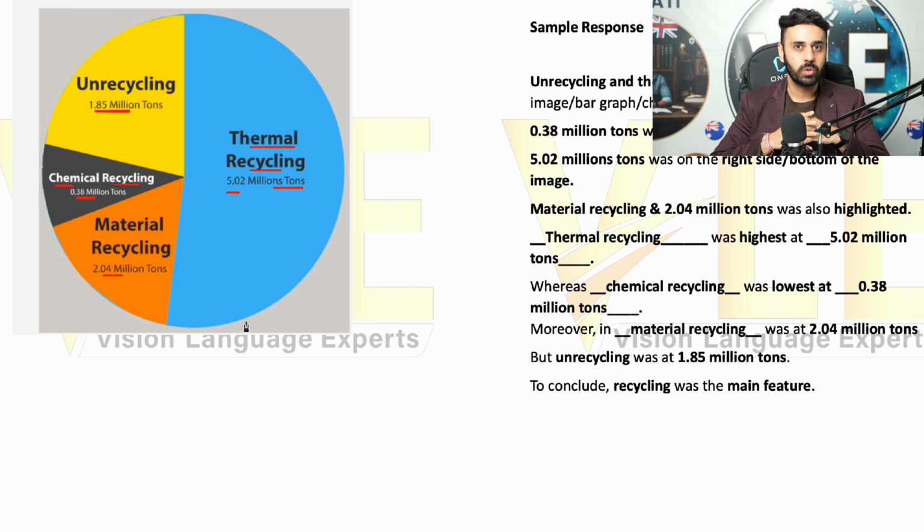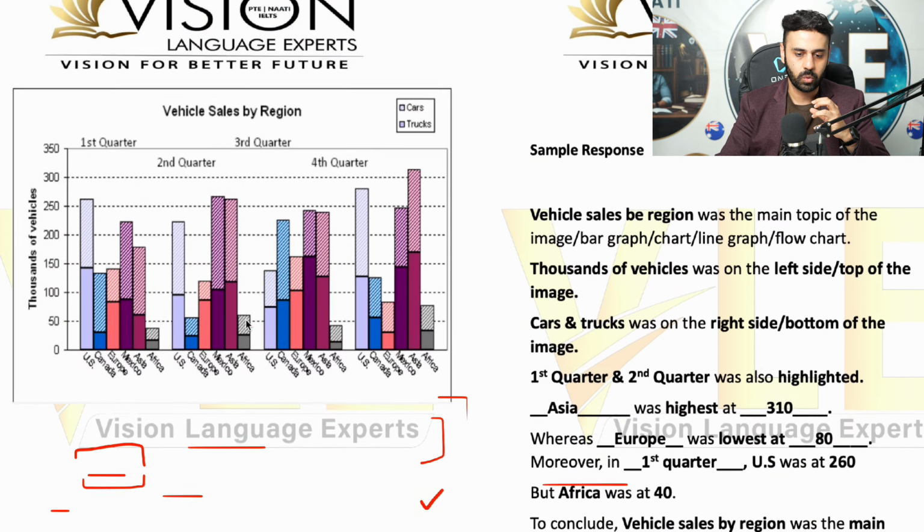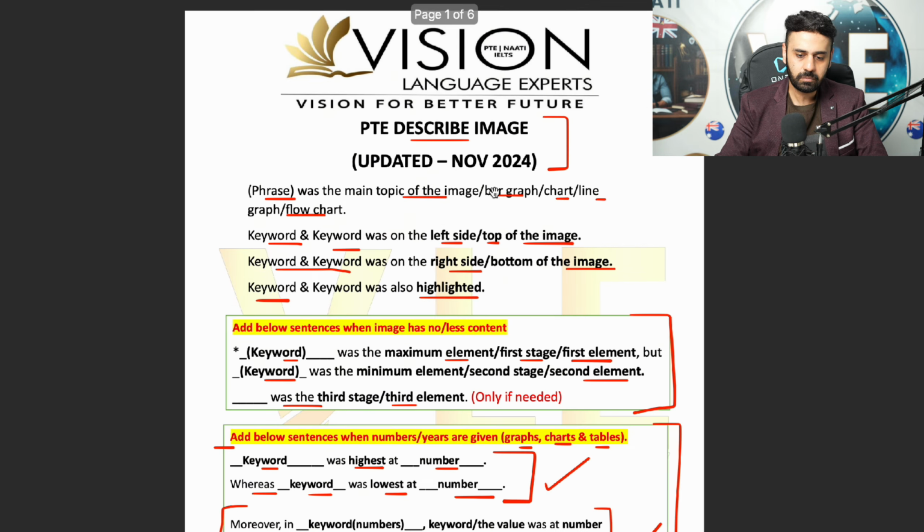Now when it comes to the images with no content, the first part of the template is going to be the same. So if I show you the very first part again, this remains the same. You just need to include dash was the maximum element, or you can say dash was the first element and dash was the second element, and that's it. No other change is required.